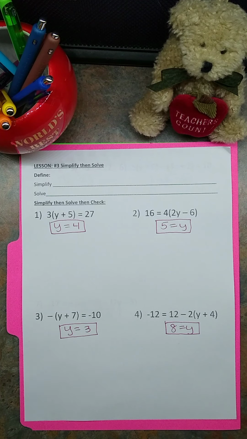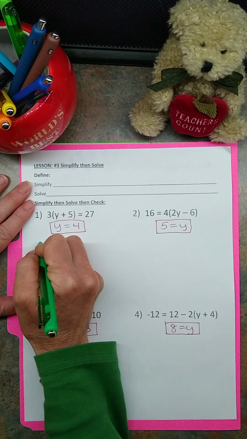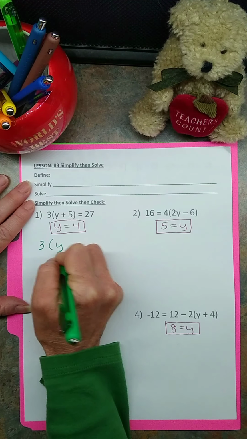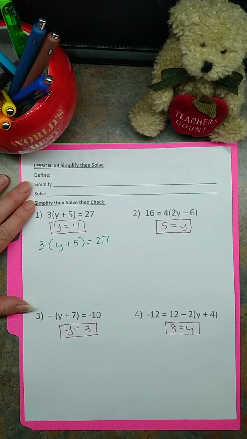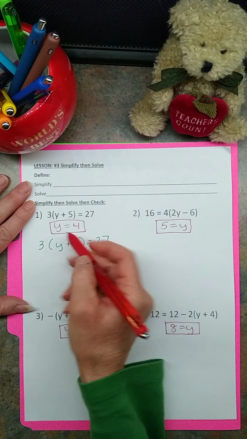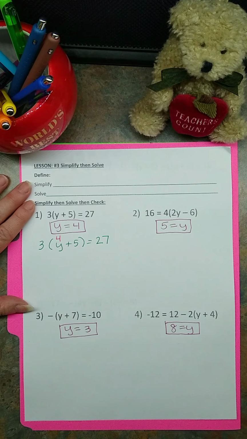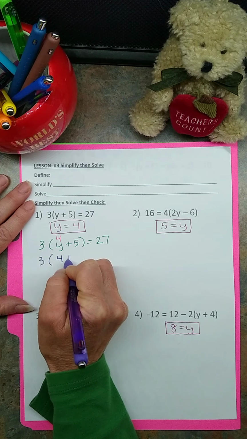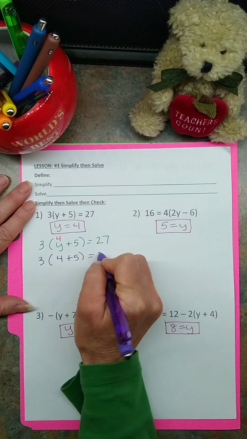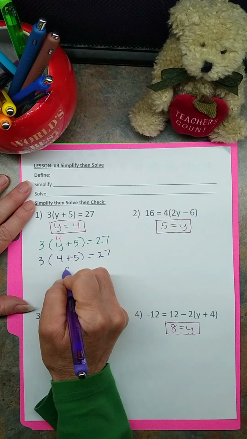Okay, let's check these. To check these problems, you write down the original problem exactly as you see it. In the spot marked y, you put the value that you found. You found that y was equal to 4, so put the value of 4 in the spot marked y. Now, do order of operations. Order of operations says that you do parentheses first, so you will do the 4 plus 5 first. 4 plus 5 is 9.